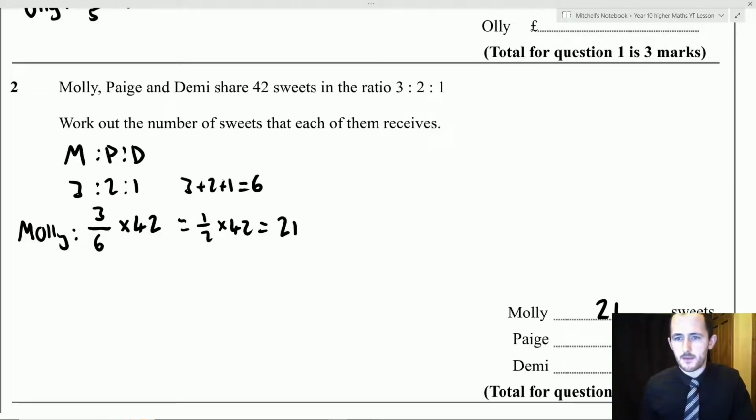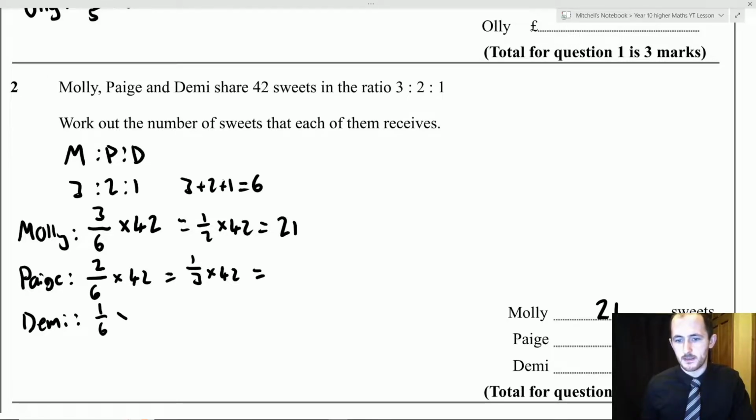Then if we go to Paige, the number we're interested in is 2. So 2 over 6 times 42. This is the same as doing 1/3 times 42. And lastly, we'll have Demi as well. So 1 over 6 times 42.